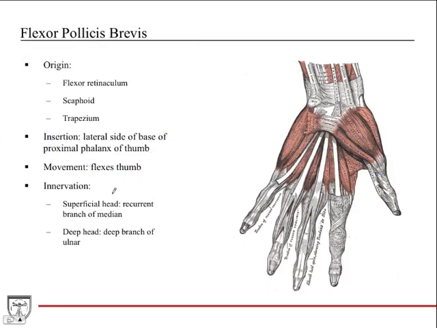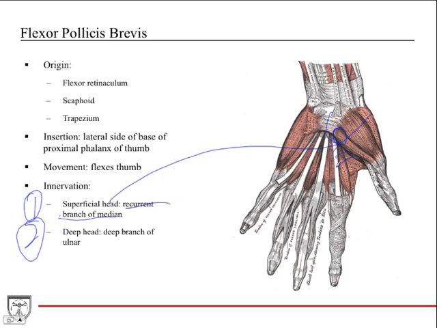Now, one thing to note is that the flexor pollicis brevis has two heads, a superficial head and a deep head. The superficial head is more in this region, and then the deep head goes down into the deeper part of the hand here. One way you can remember that is the superficial head is nice and superficial. It's right up here where the recurrent branch of the median nerve is passing. So that's the recurrent branch.